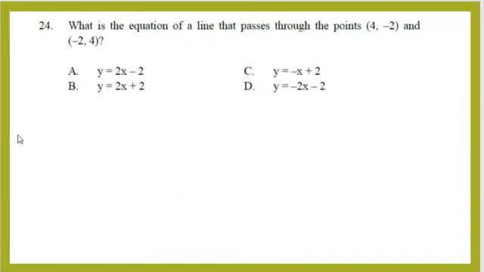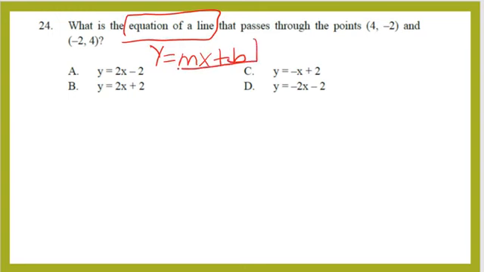Okay, question number 24. Question number 24 is asking, what is the equation of the line? First of all, let me say something here about the equation of a line. The equation of a line is y is equal to mx plus b. This is the slope-intercept form of the equation of a line. But what is m? m we call the slope. So how do we get a slope?